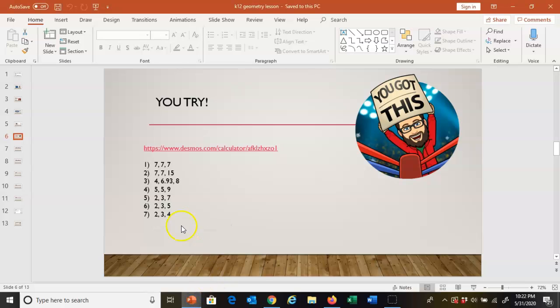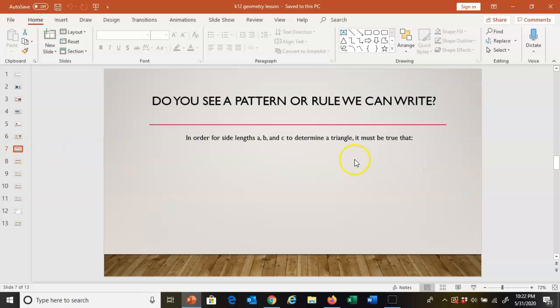Now, looking back on what we've done, it was yes, no, yes, yes, no, no, yes. Just take a minute and think about this. What was in common between the ones that worked and the ones that didn't work? Think about the pictures that we saw as well. Do you see a pattern or a rule that we can write?